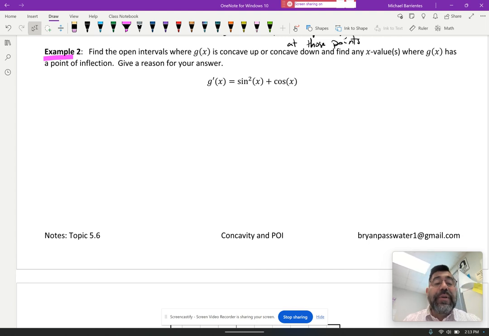It says find the open intervals where the function g of x is concave up or concave down, and find any x values where g of x has a point of inflection. Give a reason for your answer. However, we're not given g of x, we're given g prime of x.